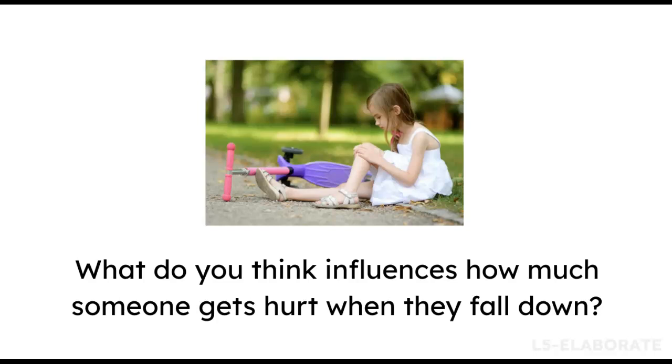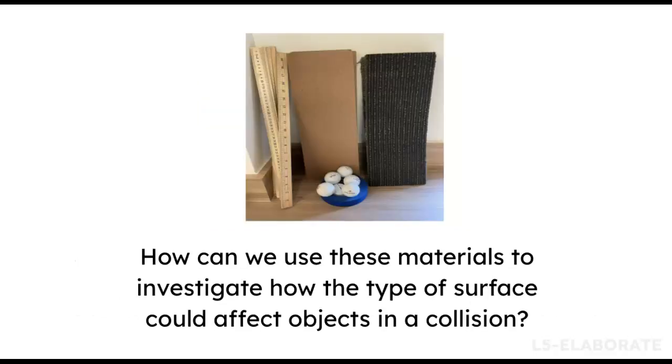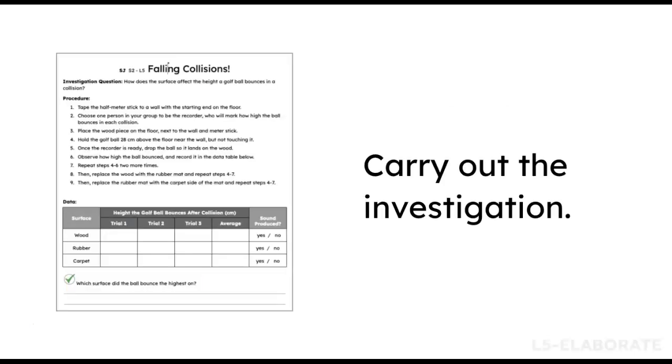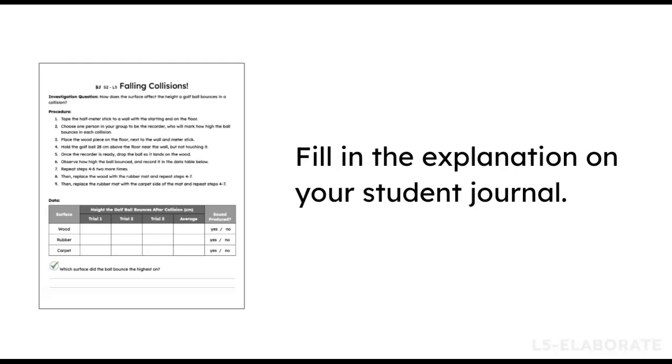For the Elaborate portion, you'll ask students what they think influences how much someone gets hurt when they fall. You'll then divide students into groups and give them the materials for the Falling Collisions investigation. Be sure to see the tutorial for detailed instructions for this investigation. You'll have groups use the Falling Collisions student journal page during the investigation. After the investigation, have students fill in the explanation in the Falling Collisions student journal page.